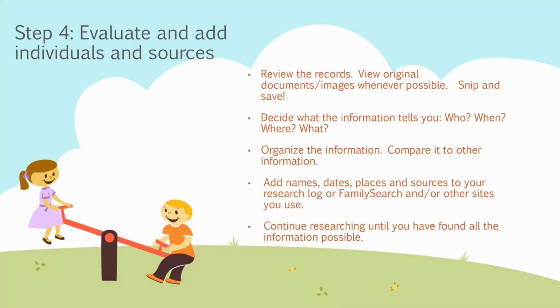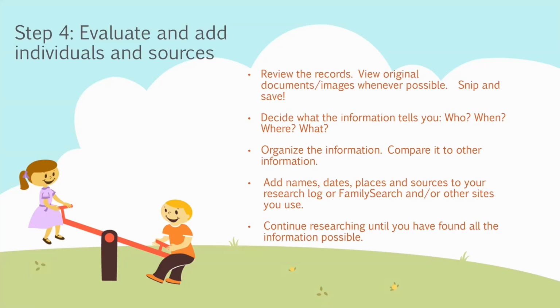If it's somebody important to you, send away and get the original record or document from wherever you can find it. So if you find the original record online, you can snip and save it as a memory or whatever, put it in your log. I always put my logs online. It's so much easier. Decide what the information tells you then. Who is it? What happened? Where did it happen?